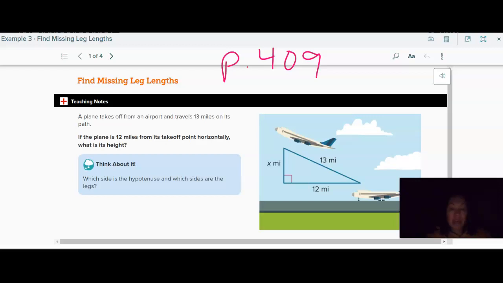Today we're going to look at finding the missing leg. If we have the hypotenuse but don't have a leg, we can still find that using the Pythagorean theorem as well.